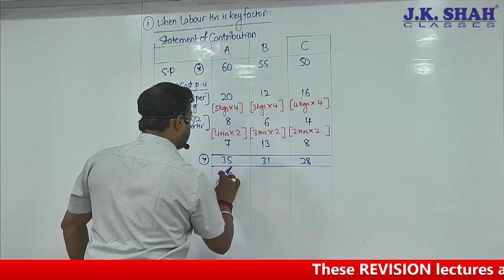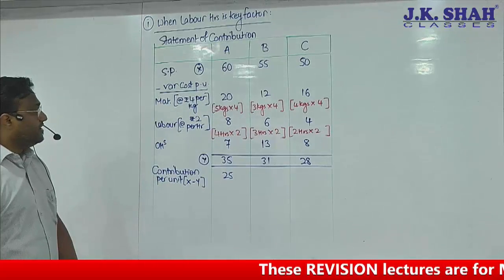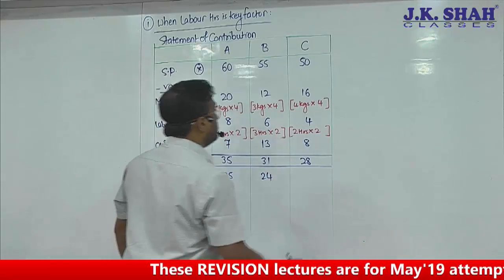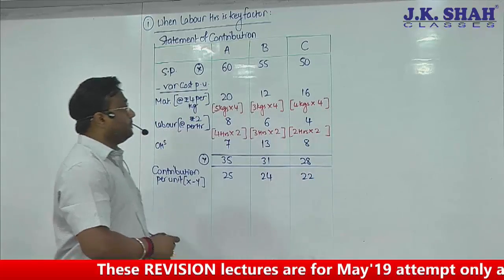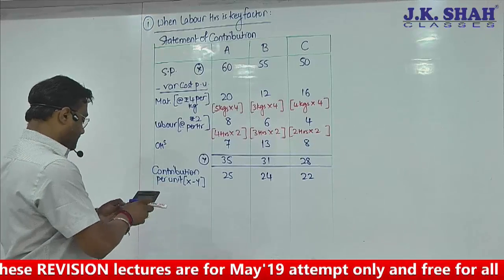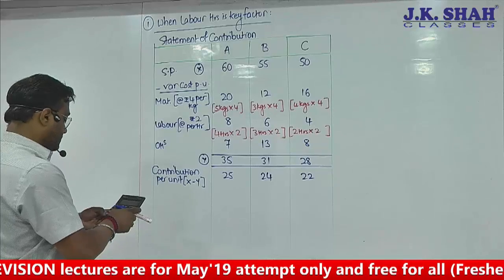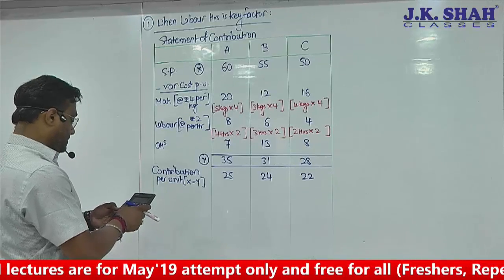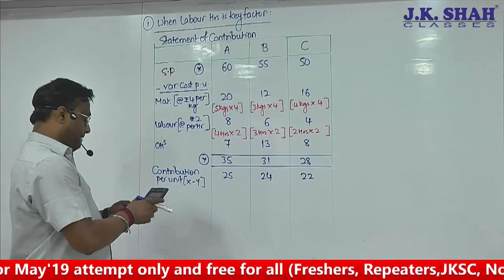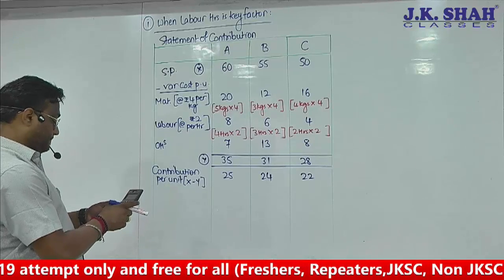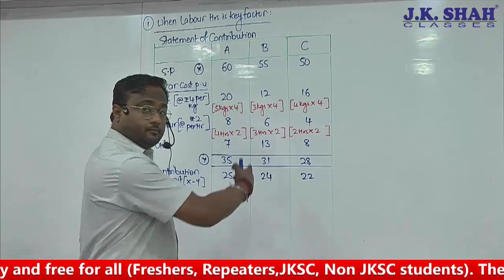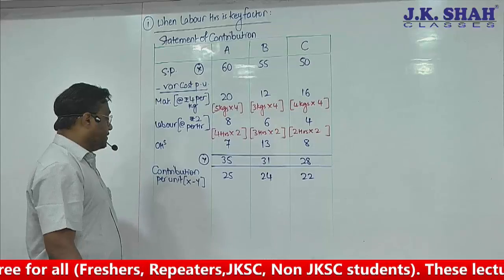So this will be 25, this will be 24, this will be 22. 60 minus 35, 50 minus 31, and 50 minus 28. This is my contribution per unit.